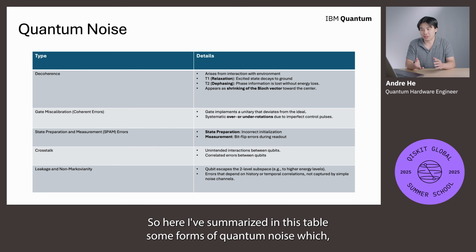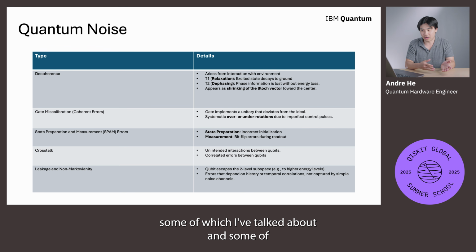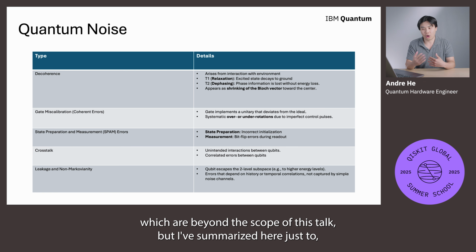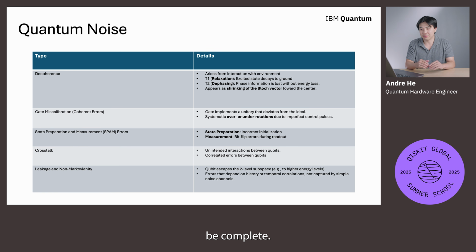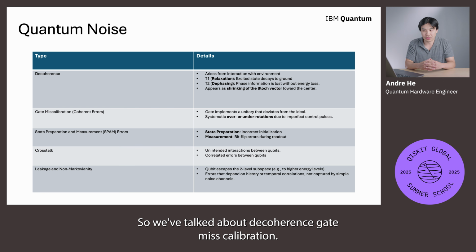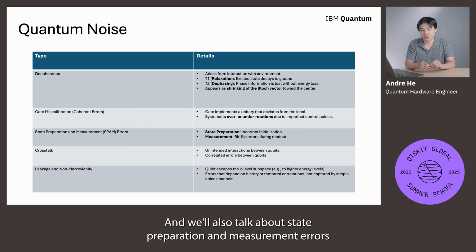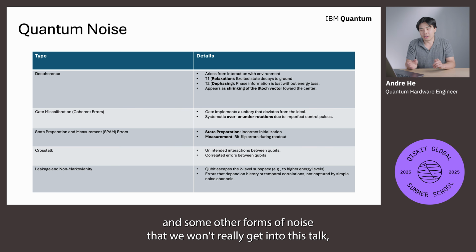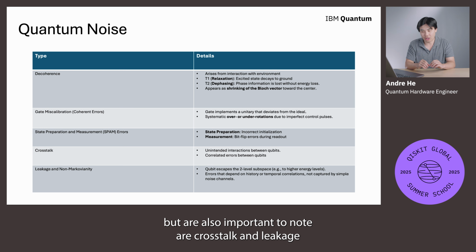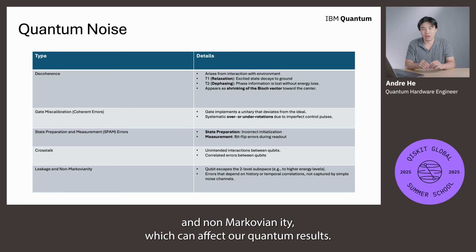So here I've summarized in this table some forms of quantum noise, some of which I've talked about and some of which are beyond the scope of this talk, but I've summarized here just to be complete. We've talked about decoherence, gate miscalibration, and we'll also talk about state preparation and measurement errors. Some other forms of noise that we won't really get into in this talk, but are also important to know, are crosstalk, leakage, and non-Markovianity, which can affect our quantum results.